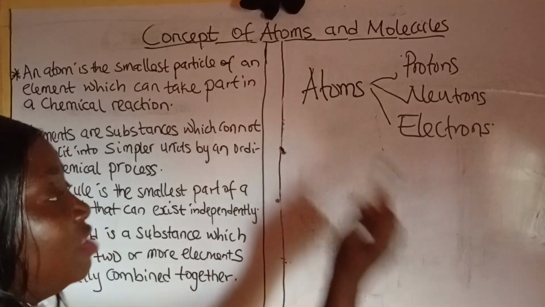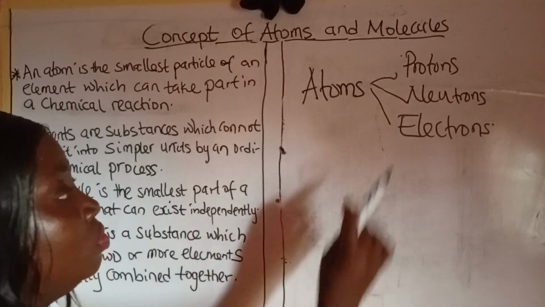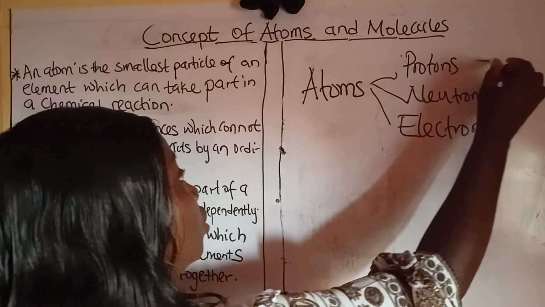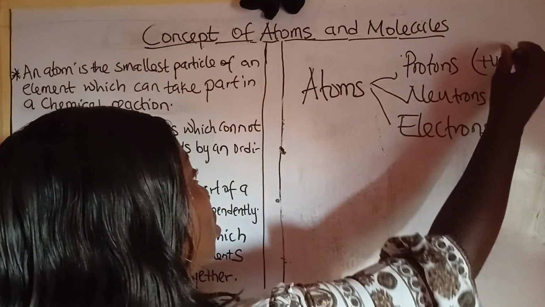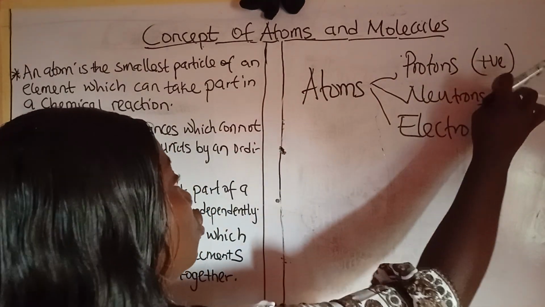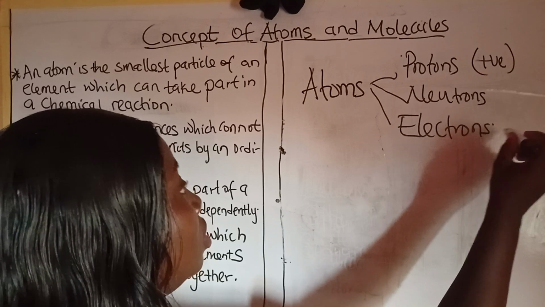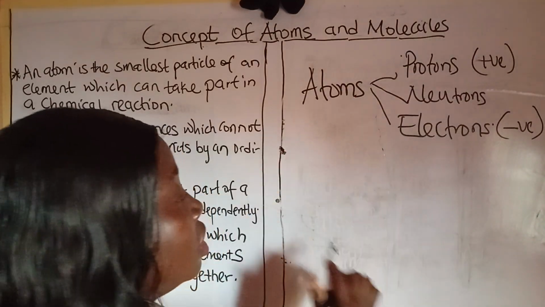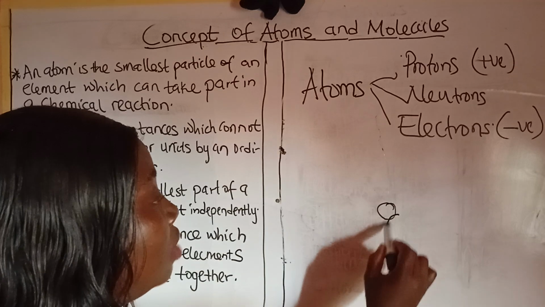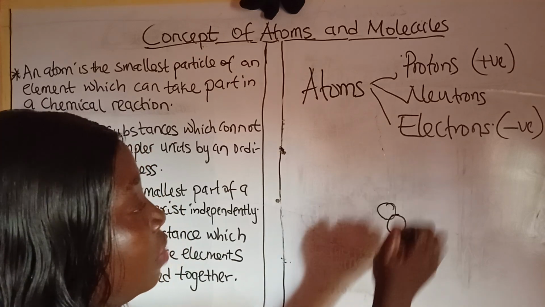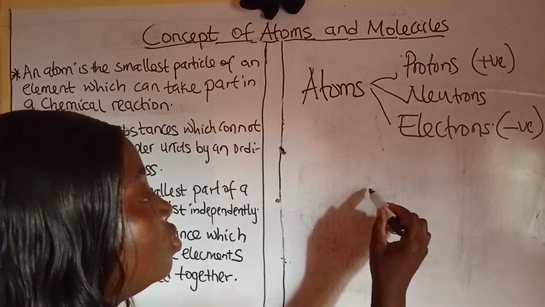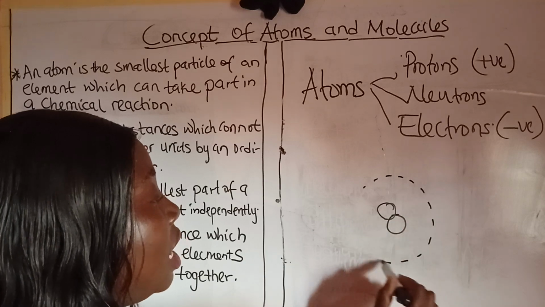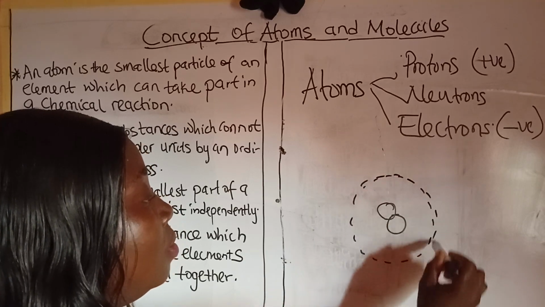Having this schematic diagram of a model of an atom, the protons are positively charged particles, the neutrons are neutral, they have no charge, and electrons are negatively charged particles. The protons and the neutrons are found in the nucleus of an atom, while the electrons are found around the nucleus.